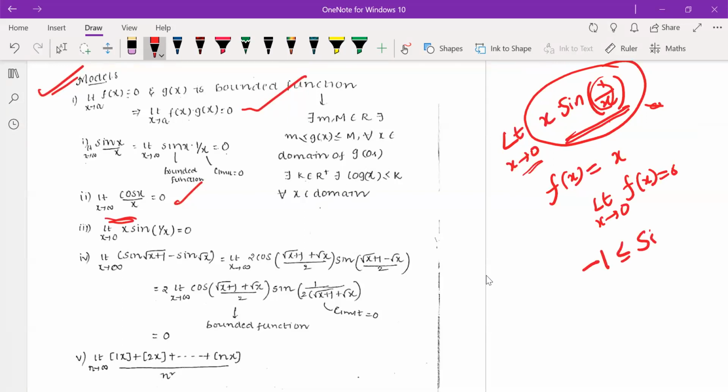I will repeat it. Even though 1 by x may turn to infinity or nearby infinity, sine of 1 by x is always finite, and it lies between -1 and +1. So this is a bounded function, and f of x tends to 0 when x tends to 0. So the product according to this will become 0.